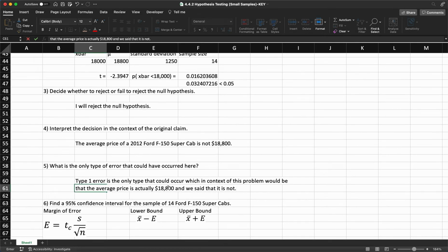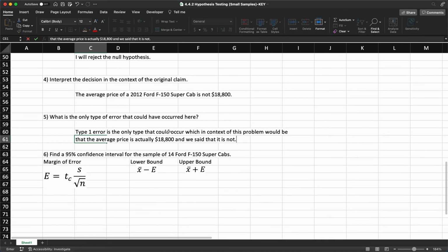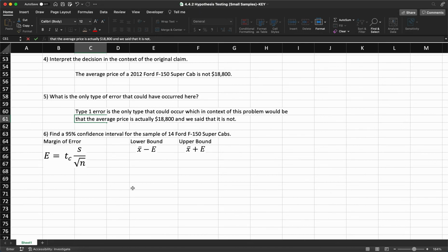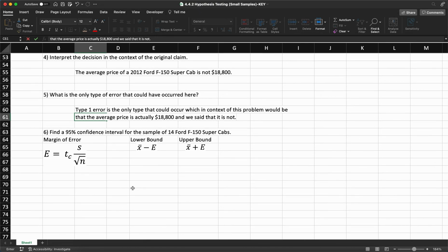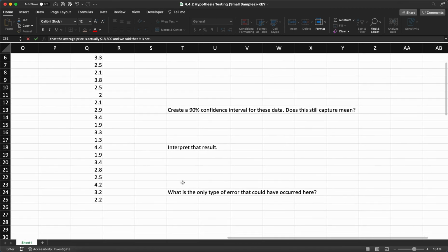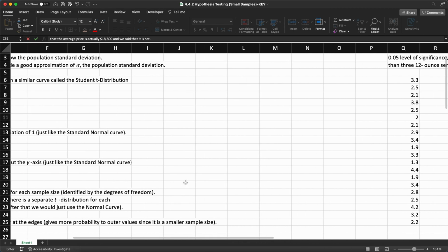Okay? So in the next video, we're going to go through how to find the confidence interval for the sample of Ford F-150 Super Cabs. The previous way we found confidence intervals is going to be a little bit different than this because, again, now we're talking about small samples. So we're going to have to actually calculate some stuff by hand and find a critical t-score. So we'll do that in the next video, and then we'll do an example where we are given the original data and then we're asked to do similar calculations.